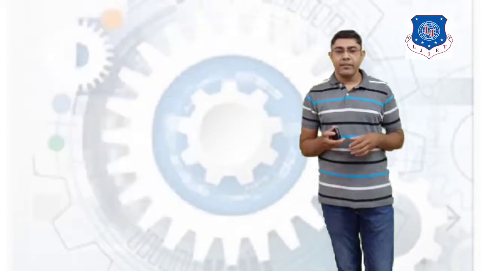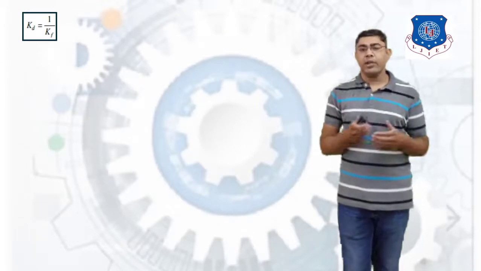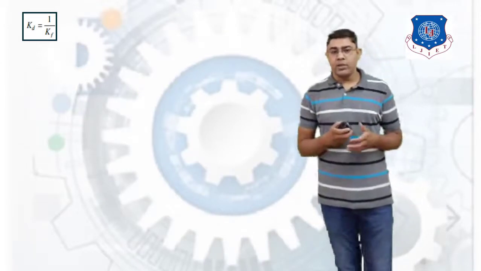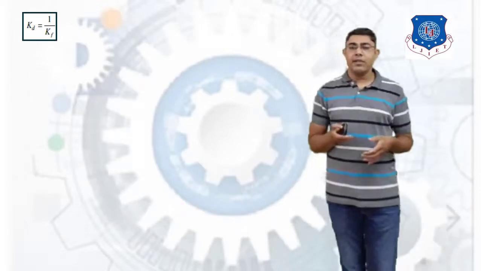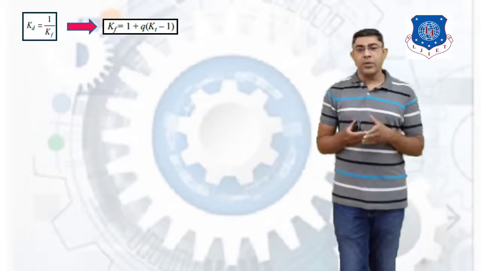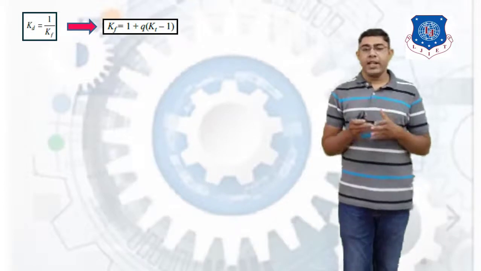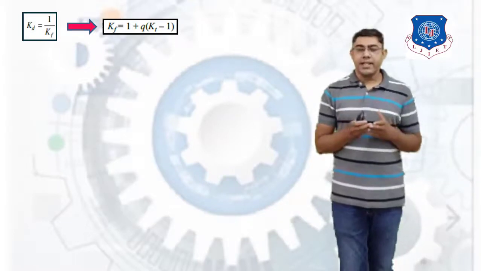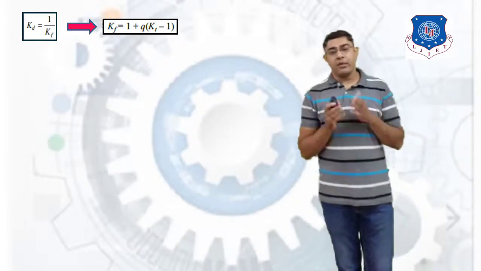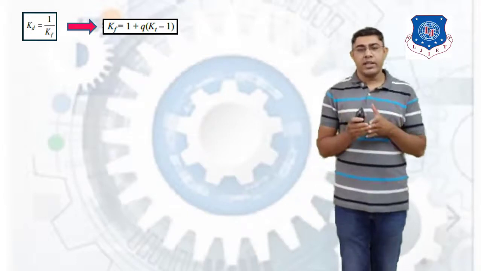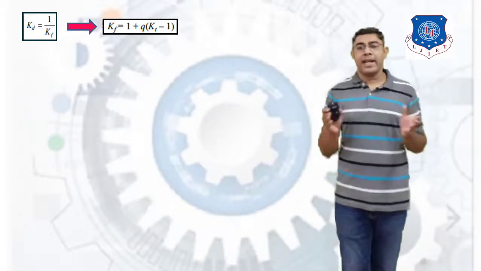Next is the Kd. To calculate the Kd, as we know, the equation is Kd equal to 1 upon Kf. So to calculate Kd, we first calculate the Kf, and the equation of Kf is 1 plus Q into (Kt minus 1). Q is the notch sensitivity factor and it is given in the problem, and Kt is the stress concentration factor. So to calculate the Kf, we first have to calculate the stress concentration factor for the plate that has a central hole subjected to axial load.